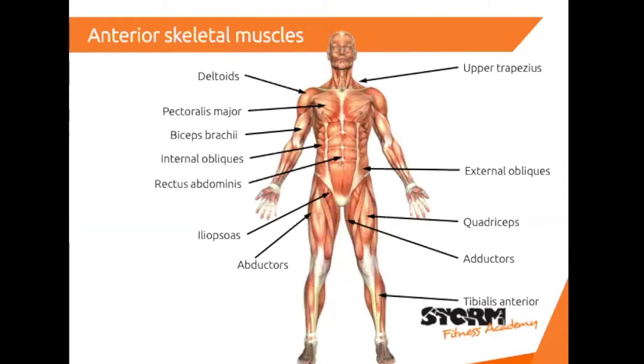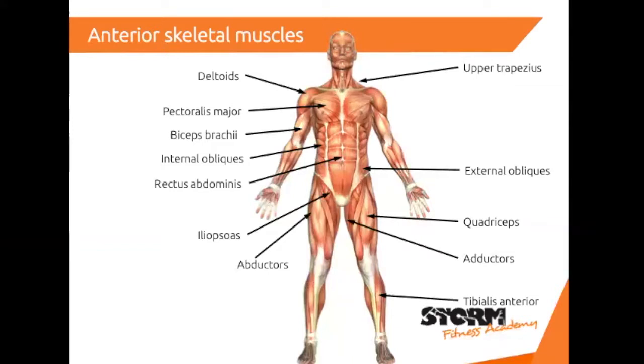So you've got your deltoids, which are your shoulder muscles. You can actually see the upper traps from the posterior as well. But if someone's got developed upper traps, you'll see them from the anterior. Pectoralis major is your chest. Biceps brachii, your biceps, your front of arm.